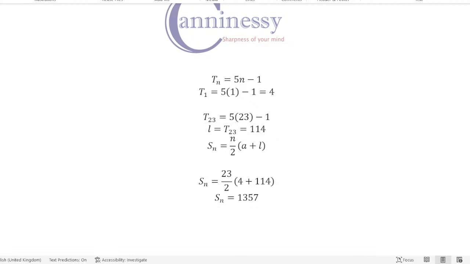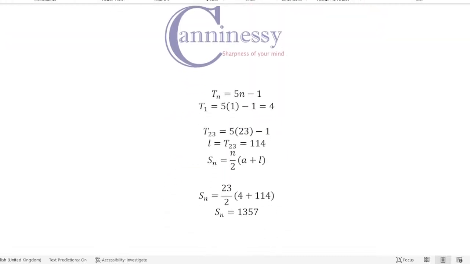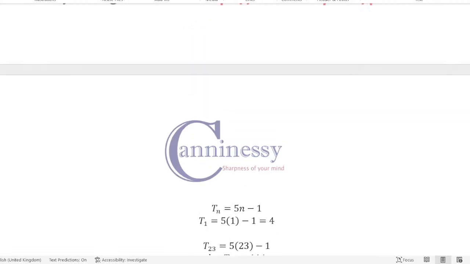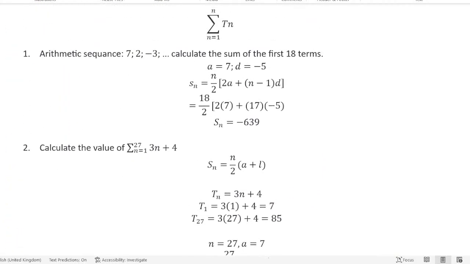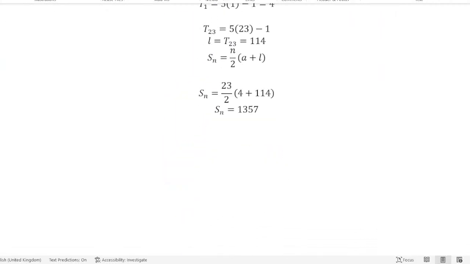Then now we were told to calculate the sum of this series. So we have a formula. The formula, if we're given the last term, Sn is equals to n over 2 into a plus l. But if we are not given the last term, Sn is equals to n over 2 into 2a plus n minus 1 times d.